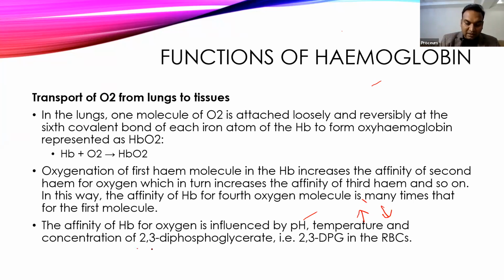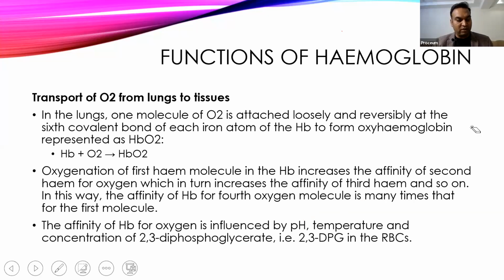Then another is the concentration of 2,3-diphosphoglycerate. Usually older RBCs have a higher concentration of 2,3-diphosphoglycerate, and this older RBC hemoglobin will have a lower affinity for the oxygen as compared to younger RBC. Okay, so these are the factors which affect the hemoglobin affinity for the oxygen.